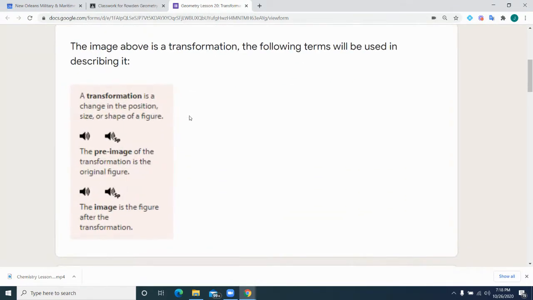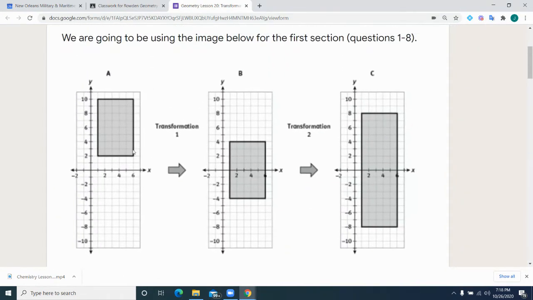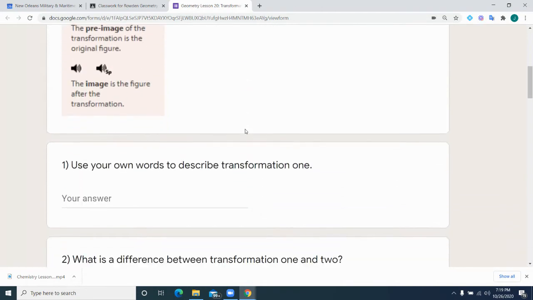I want to make sure you understand these terms. A transformation is when you take a figure and change its position, its size, or its shape. We call the pre-image the thing before the transformation, and the image is after the transformation. In transformation 1, the pre-image A turns into the image B. In transformation 2, the pre-image B turns into the image C. So image is after, pre-image is before.